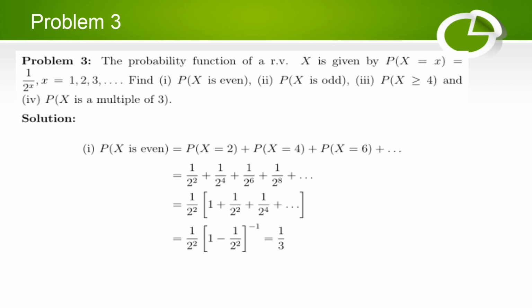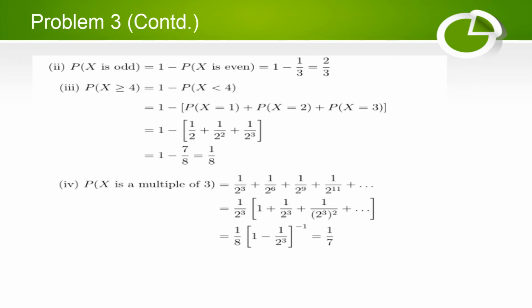Solution: p of x is even equals p of x equals 2 plus p of x equals 4 plus p of x equals 6 plus etc. equals (1/2)^2 plus (1/2)^4 plus (1/2)^6 plus (1/2)^8 etc. equals (1/2)^2 into [1 plus (1/2)^2 plus (1/2)^4 plus etc.] equals (1/2)^2 into [1 minus (1/2)^2] whole power minus 1 equals 1 by 3.